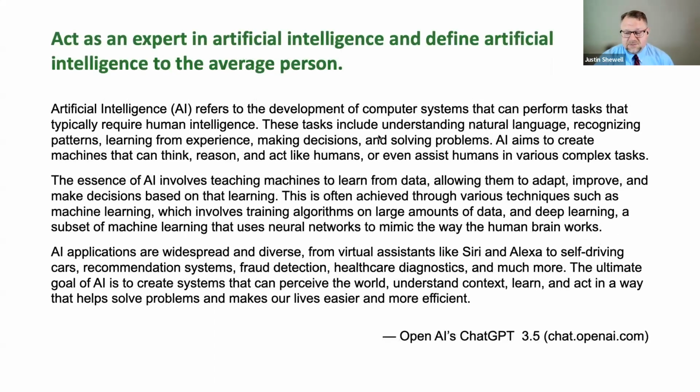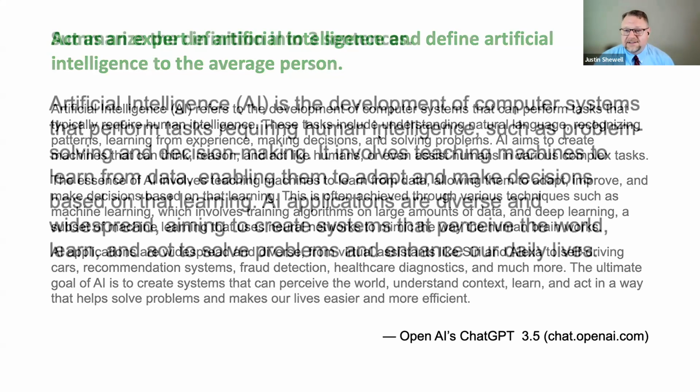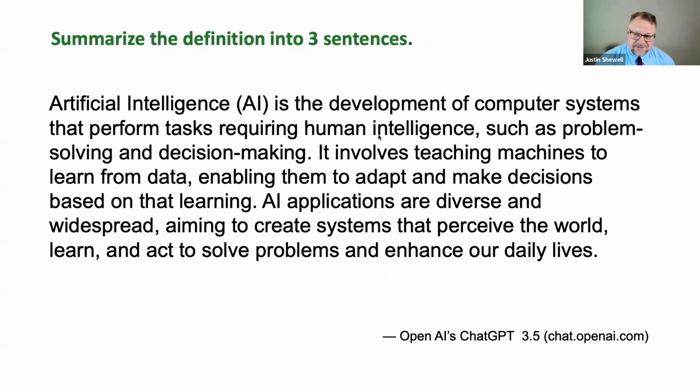So then I went to ChatGPT 3.5. I think we're on 4 something now. So it's been a little while, and I said to ChatGPT, act as an expert in artificial intelligence and define artificial intelligence to the average person. And it gave me this very long definition. That's the one thing I've learned about generative AI. It loves to talk. So rather than read all that, I said, summarize that into 3 sentences.